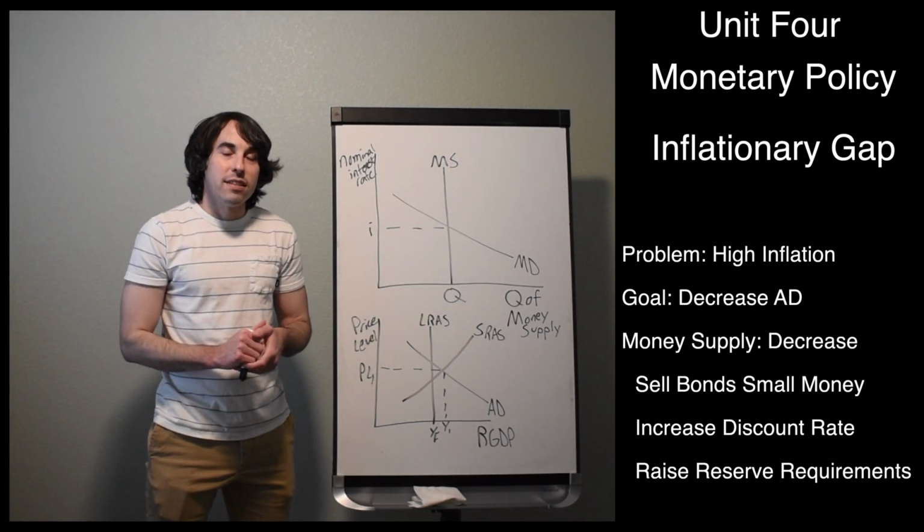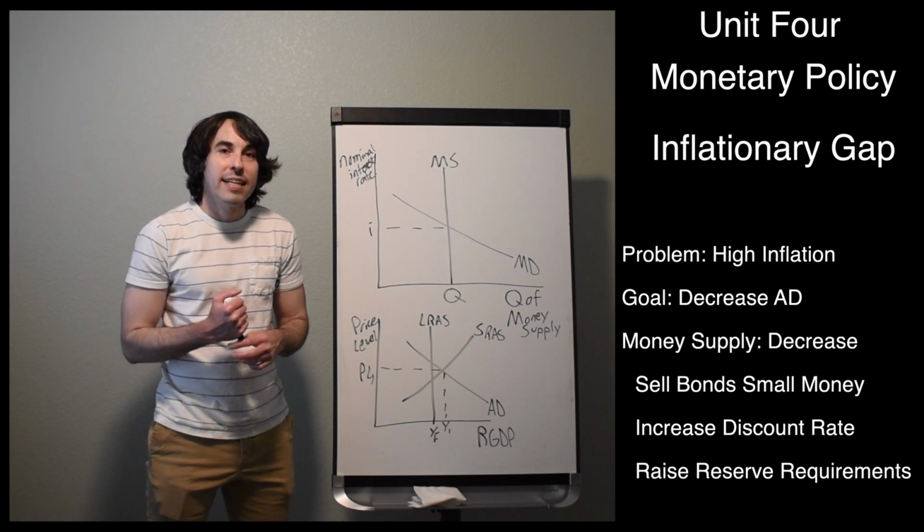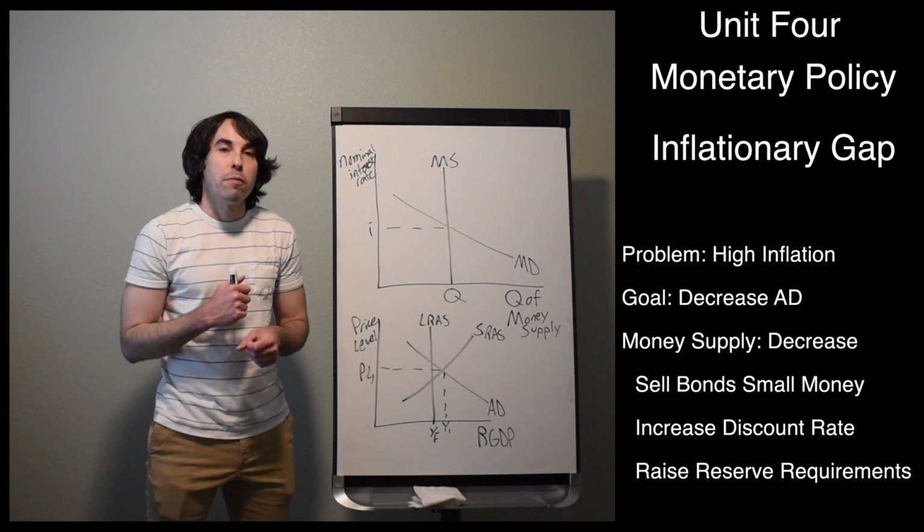They could also raise the discount rate. If the Fed doesn't want commercial banks to lend out every last dollar that it can, then they'll charge them more to borrow from the Fed.